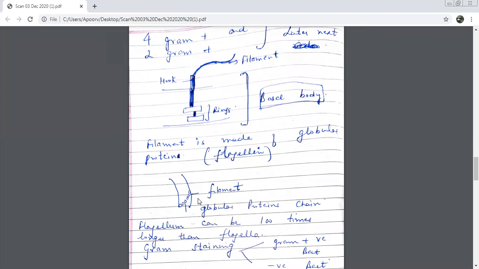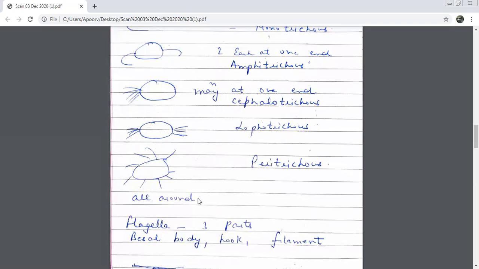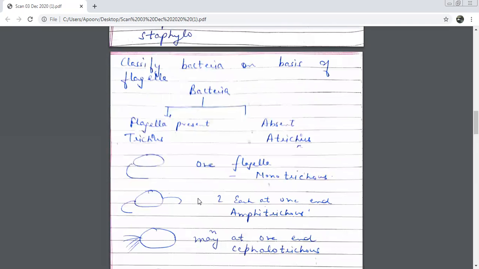Okay. Flagellum can be 100 times longer than flagella. No doubt, they are generally big, but they can be very, very long also. Before I move on to gram positive and gram negative bacteria, very quickly the two topics which I have done. Bacteria can be classified on the basis of absence or presence of flagella.